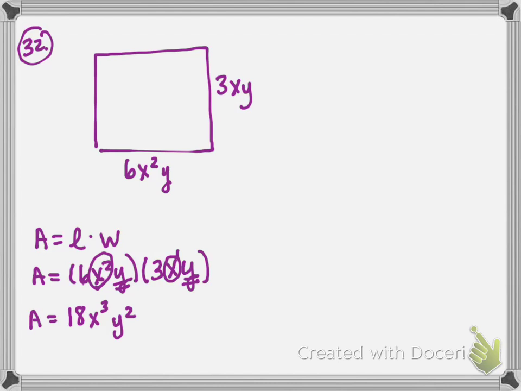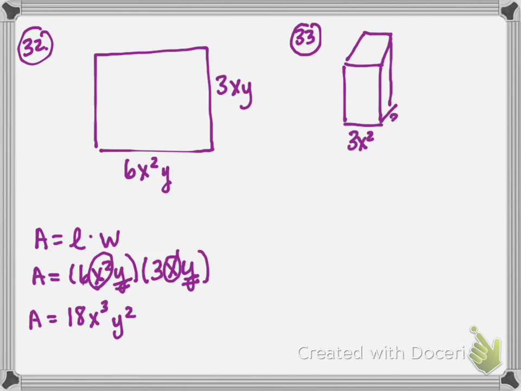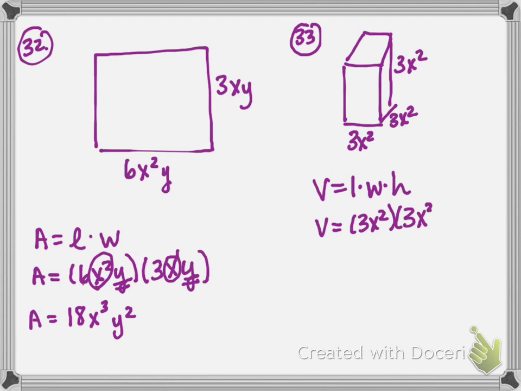Now the last one, number 33, you've got this pretty cube here. I guess it's really not a cube. Let me see, 3x squared, 3x squared, 3x squared. So it's length, width, and height. Volume is equal to length times width times height. It really helps me to actually write the formula. So volume is length times width times height.